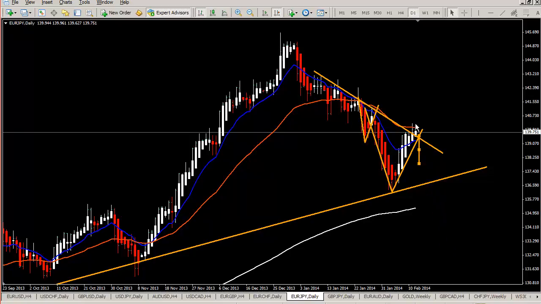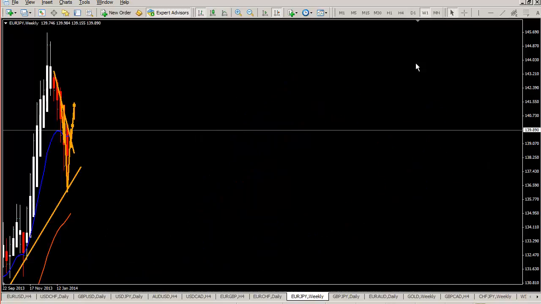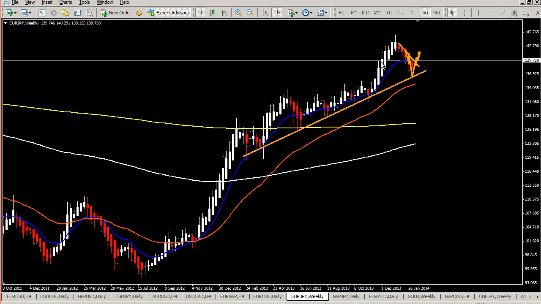If it breaks, because we also had NFP and everything, if it breaks, okay, then we have to get rid of the hedged positions, leave the longs open, or if we don't have any positions, of course we look for longs, because this is a weekly 1 2 3, a long 1 2 3.